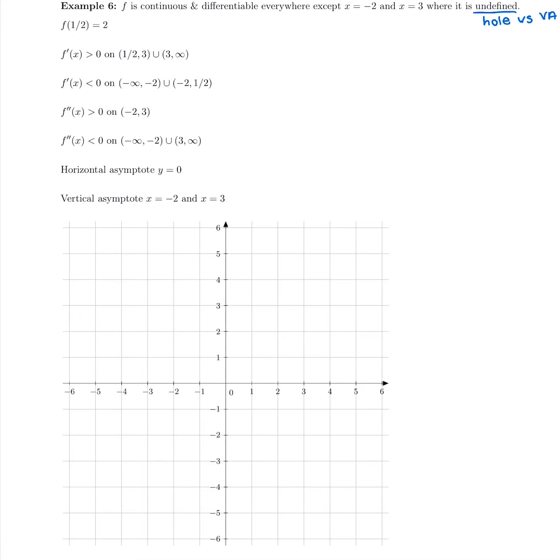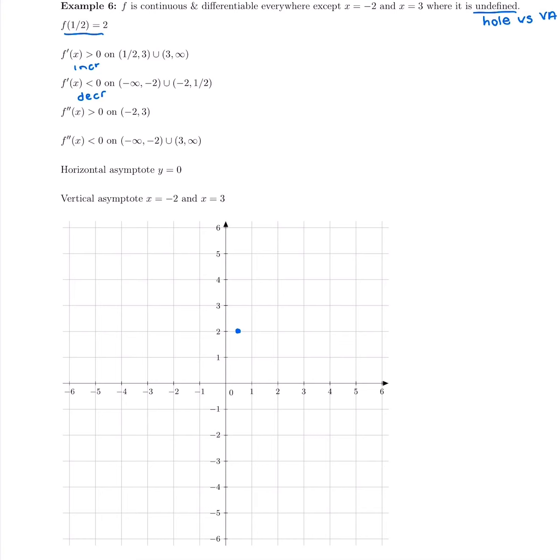But then we have a point that can go into our calculator. F of 1/2 is 2. So I'm going to look at the x value 1/2 and plot the y value 2. So we have this point on the graph. And then we have that we are increasing and decreasing on a couple different intervals.